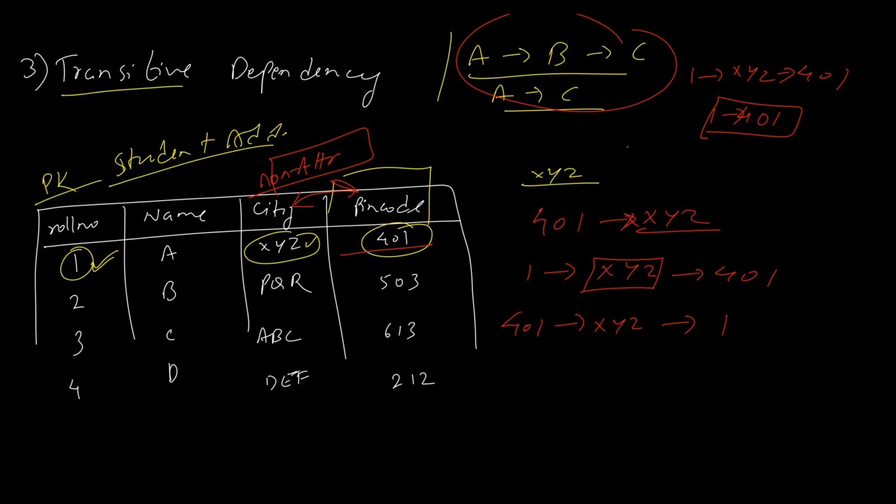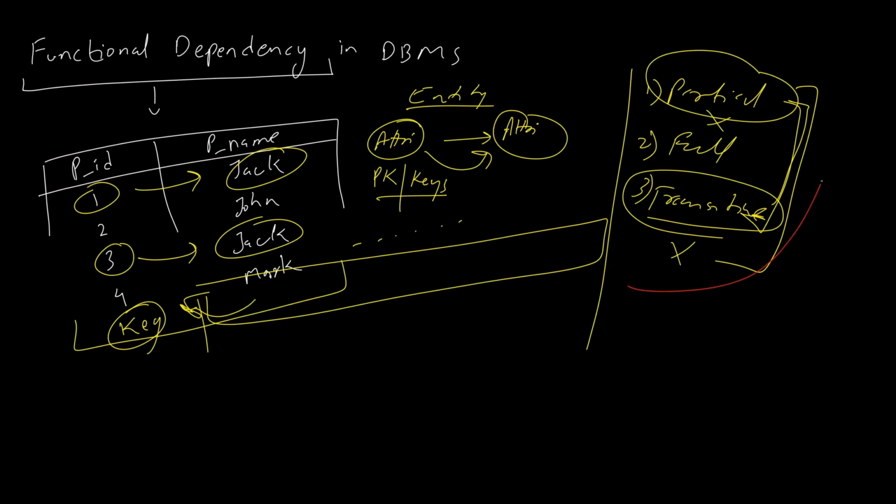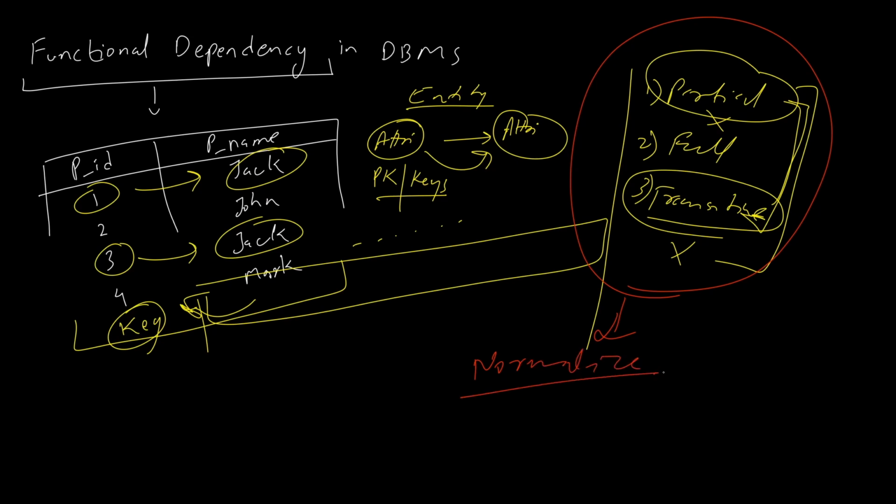So in that way, these three dependencies are the ones we need to understand, to normalize the database and to know which dependency our table or entity is going through, so we can remove it and make it have the full dependency.